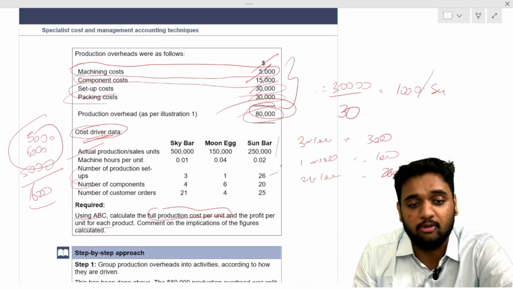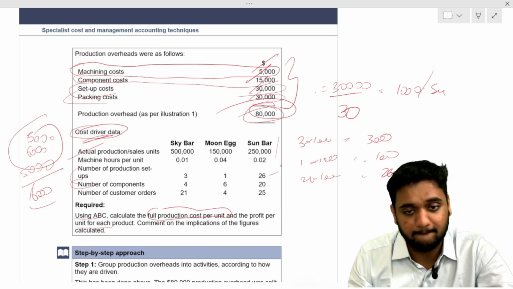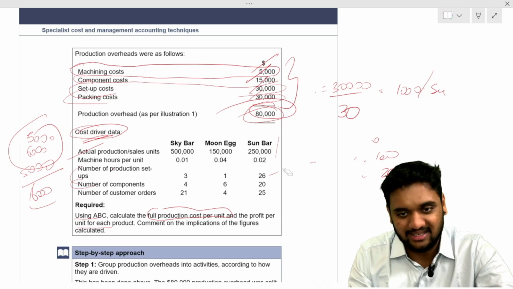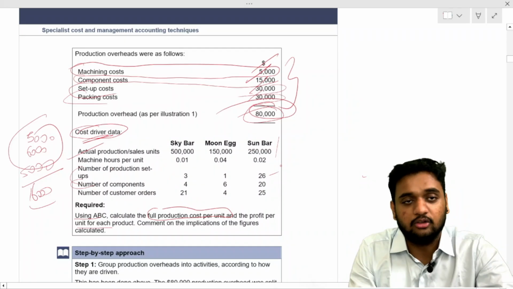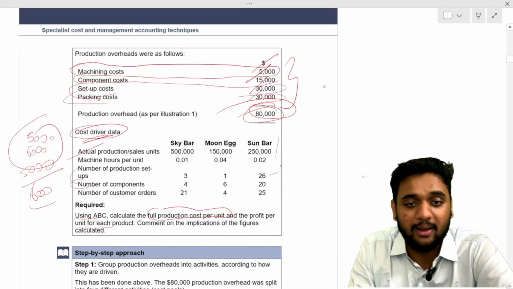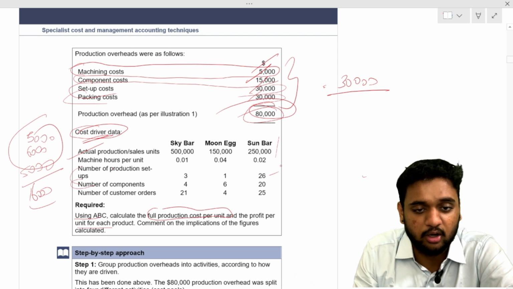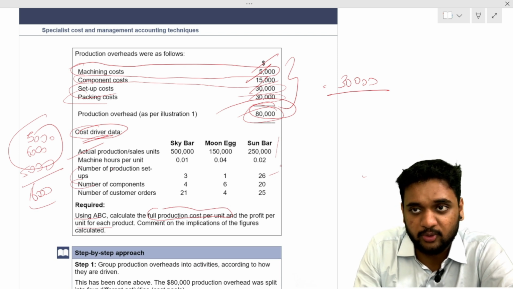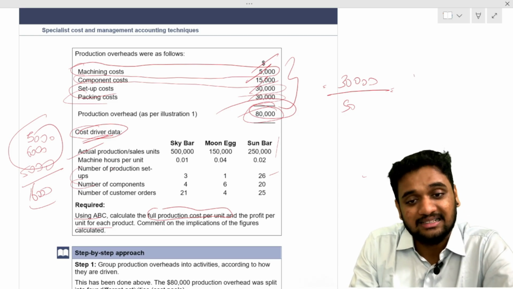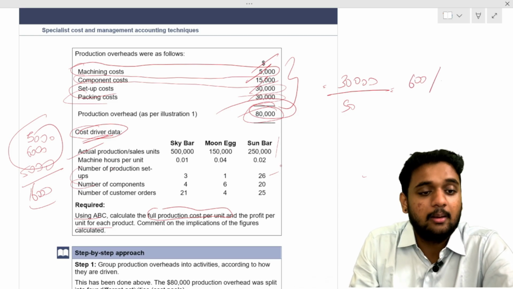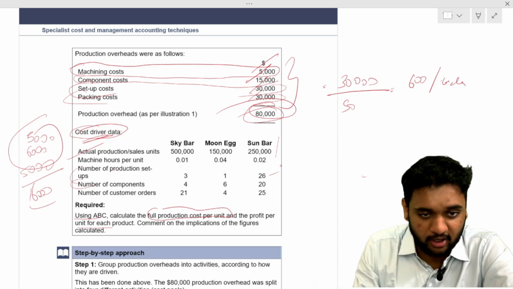What is the respective cost driver for packing cost? Exactly. When an order comes in, we will pack. Based on the customer's order only, we will pack. Understood? So what will you get? Total packing cost is 30,000, divided by the total number of customer orders, 21 plus 4 plus 25, 50. The overhead absorption rate for packing cost will be 600 per order.